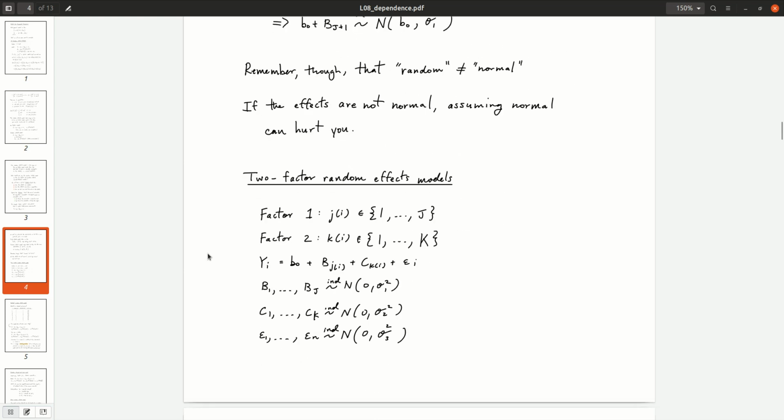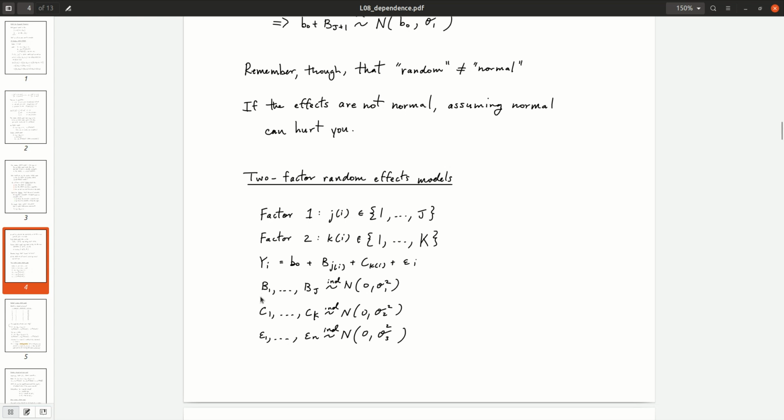So here's one. The next most complicated one you could do is a two-factor random effects model. As before, we have a factor indicated by j of i, and the levels of this first factor are 1 up to capital J. And then we have a second factor indicated by k of i, with levels 1 up to capital K. And here is the two-factor random effects model. Basically, it's exactly the same as the one-factor model, but we're going to add an additional term for the second factor.